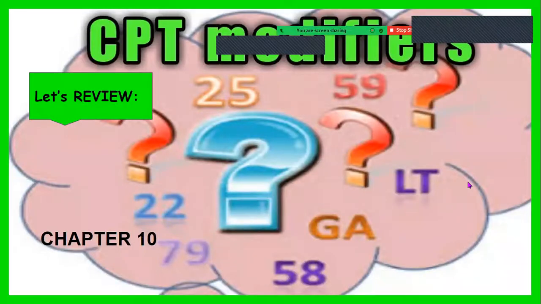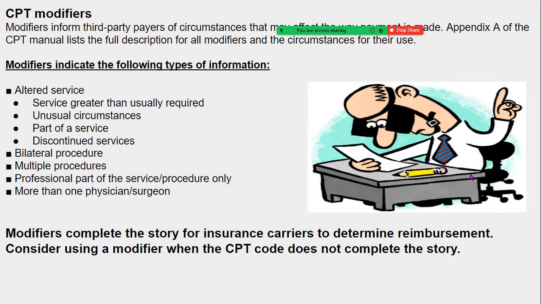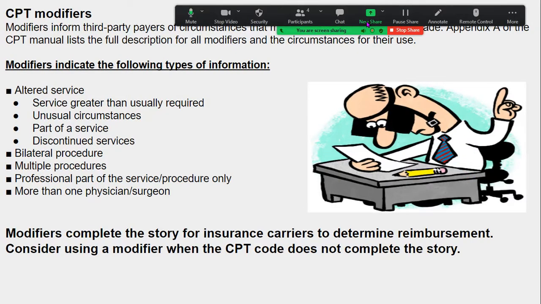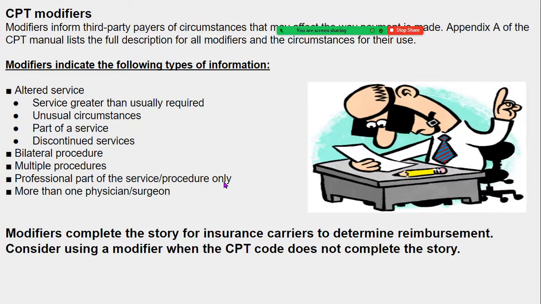Okay, so we're going to review modifiers, chapter 10. Let's talk about what a modifier is. CPT modifiers inform the third-party payer of extenuating circumstances that may affect the CPT code. You can find a list of modifiers with detailed notes in Appendix A of your CPT.